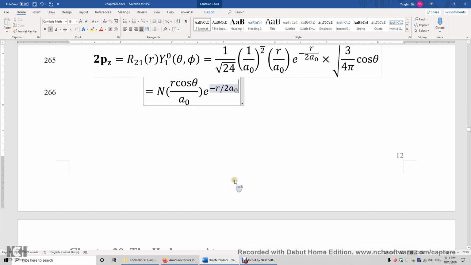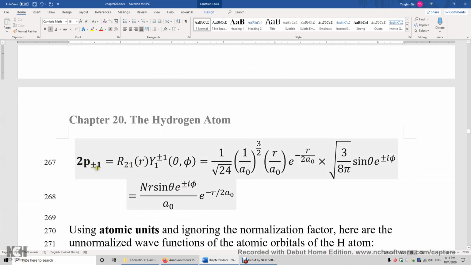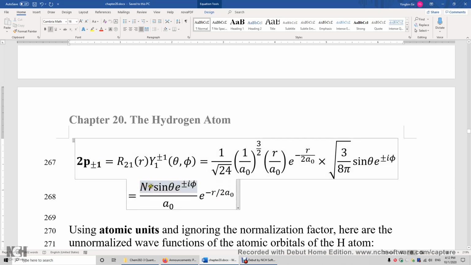All right, so over here, you'll see 2p plus minus 1. It's not 2px or 2py. 2p plus minus 1 are the linear combinations of 2px and 2py. So the expressions here, again, this n is the normalization factor. So if you put this constant and this constant together, you get this n. And now you can see these two functions.